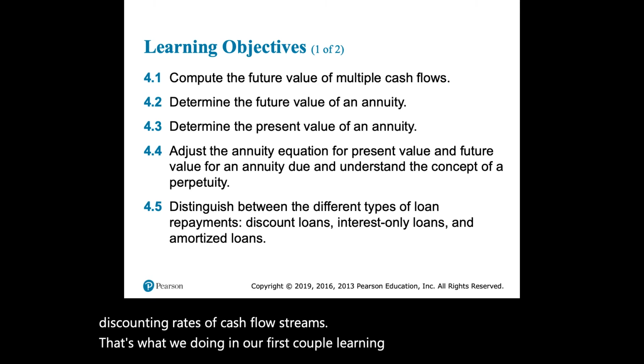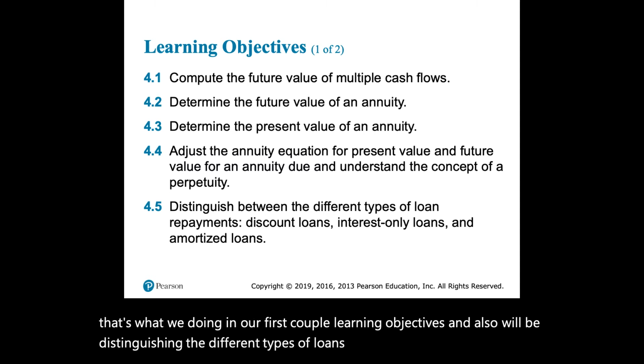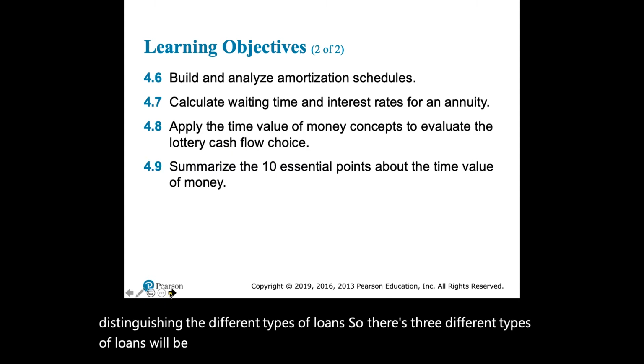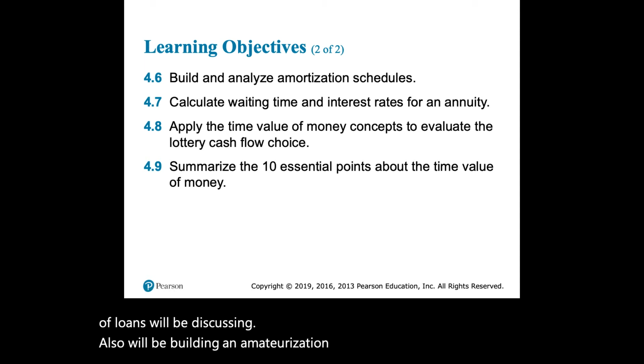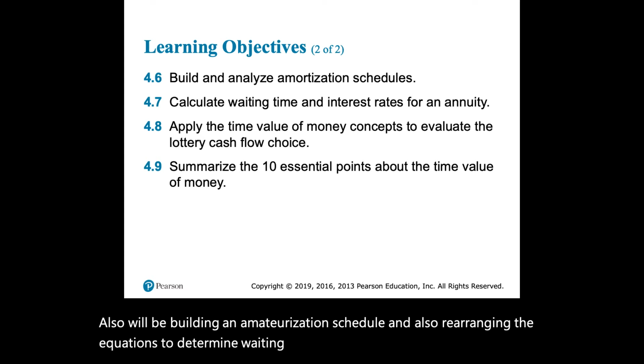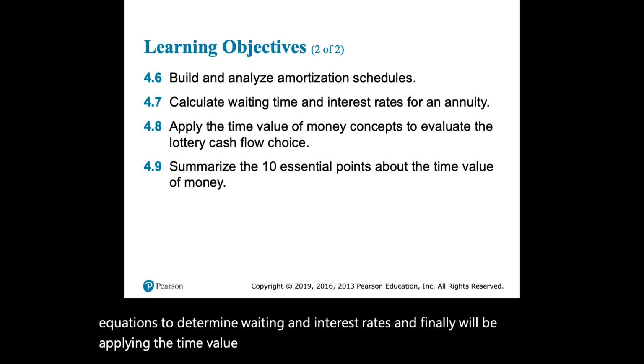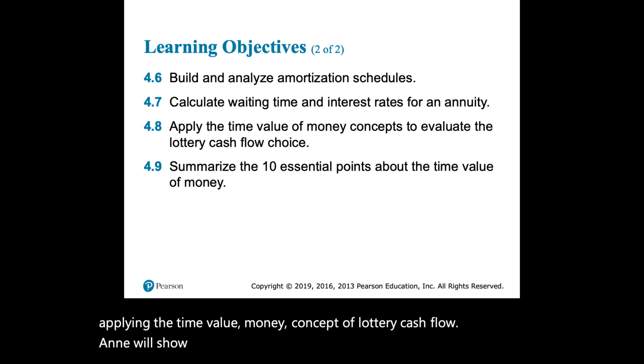Also, we'll be distinguishing the different types of loans. There are 3 different types of loans we'll be discussing. Also, we'll be building an amortization schedule and rearranging the equations to determine waiting periods and interest rates. And finally, we'll be applying the time value of money concept to lottery cash flow, and we'll show you the top 10 essential points of the time value of money.